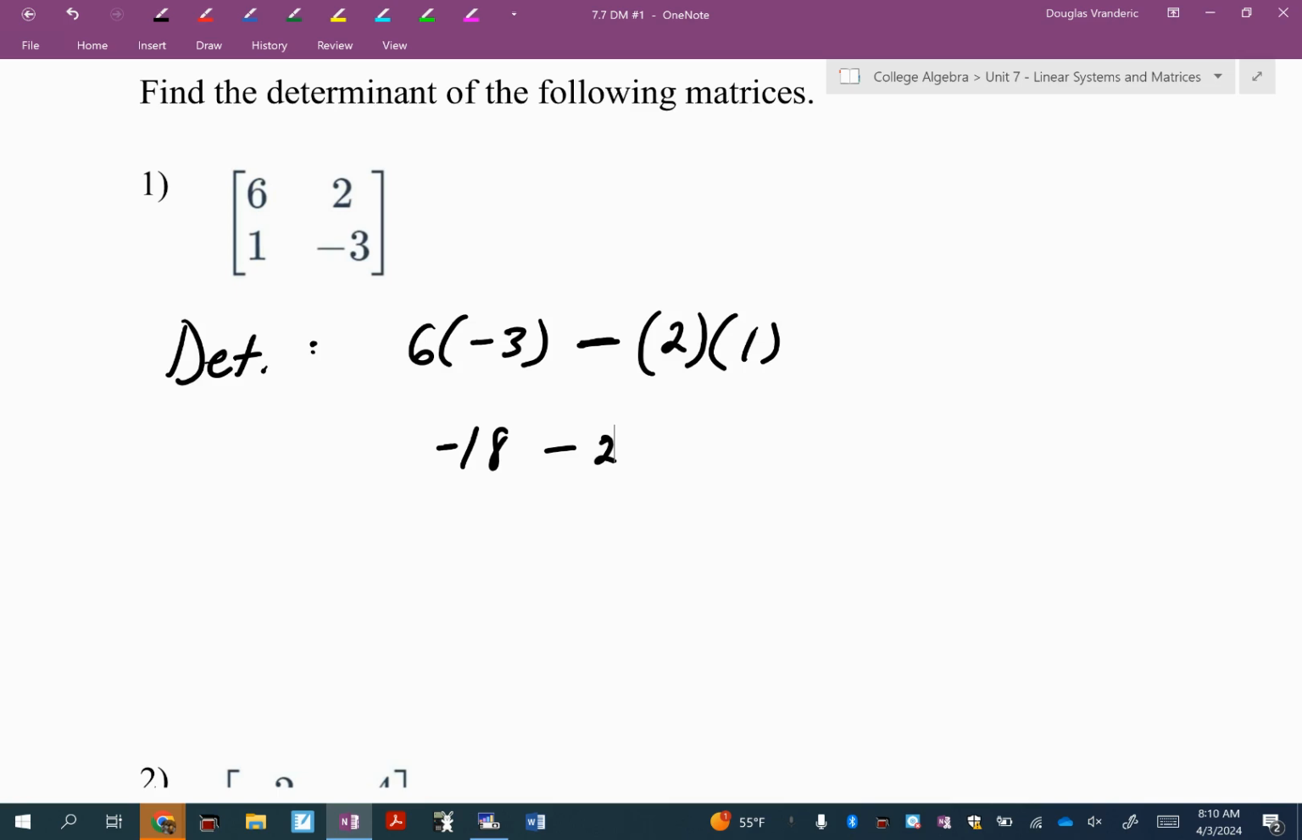So what is -18 minus 2? -20. So the determinant of this is -20. That's all you're going to type into your link is -20. That's it. It's going to feel like it's not a lot. It isn't a lot. It's like a little skill that I need you to know for later. I want to make it more complicated. Okay, let's do the next one.